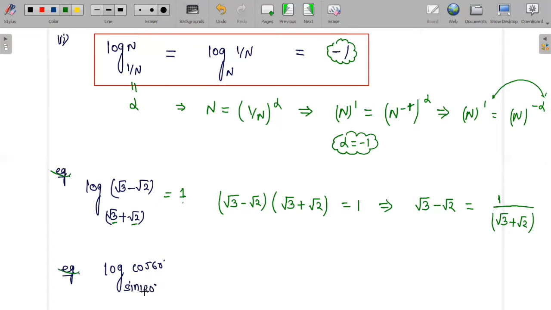Now let's take another one. We have log cosine 60 degree to the base sine 150 degree. For this one, I need to be aware of the value of cosine 60 degree. Remember, cosine 60 will give you the same value as sine 30 degree, and it is equal to 1 by 2.